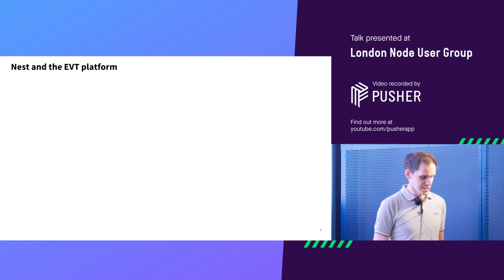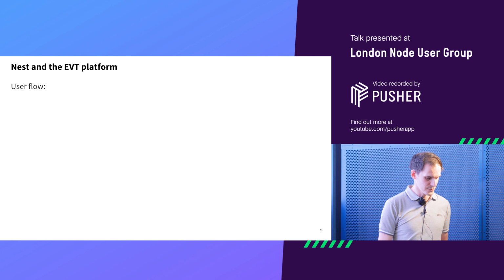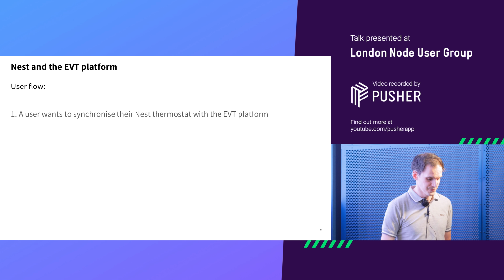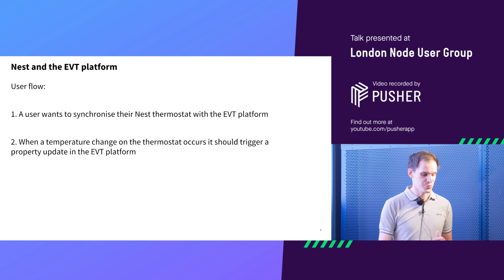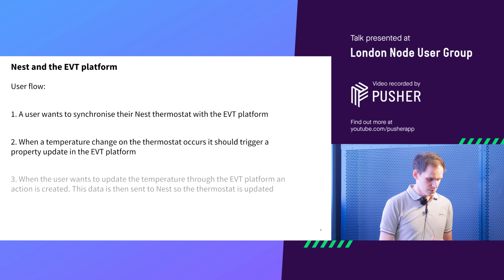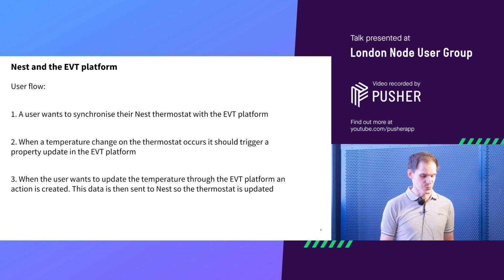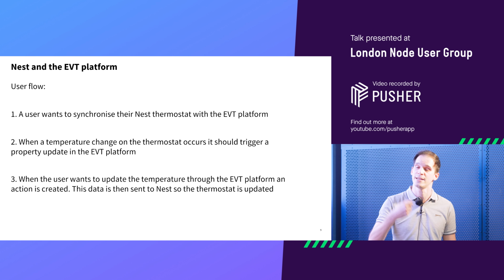For the Nest integration with the EVT platform, this was the basic user flow. A user wants to synchronize their Nest thermostat with the EVRYTHNG platform. When a temperature change on the thermostat occurs, it should trigger a property update in the EVRYTHNG platform. And when a user wants to update the temperature through the EVT platform, an action is created, and this data is then sent to Nest, so the thermostat is updated, and that will in turn cause a temperature change event in the EVRYTHNG platform.